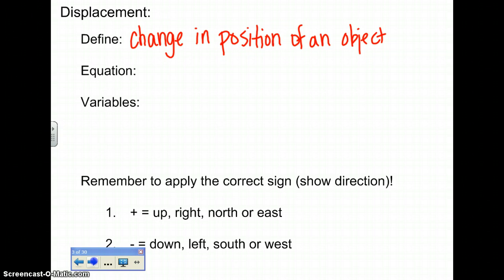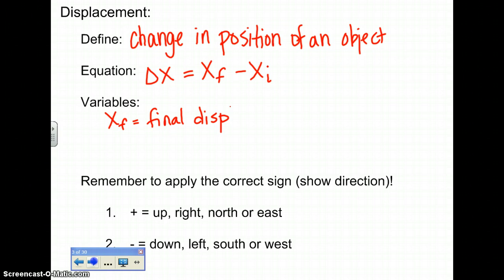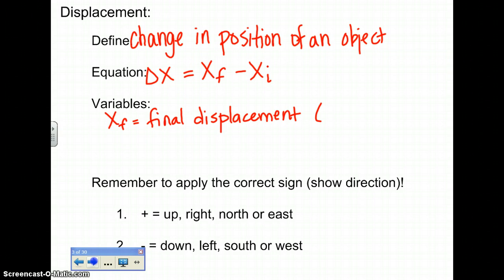The equation that I would like you to learn for this, very, very basic, is delta x, where delta means change in, equals final displacement minus initial displacement. And that should make sense, right? Because change in means take the difference between. Taking the difference between means that you are subtracting things. So x sub f would be your final displacement, measured in meters. Meters is the fail-safe unit that you want to go to.